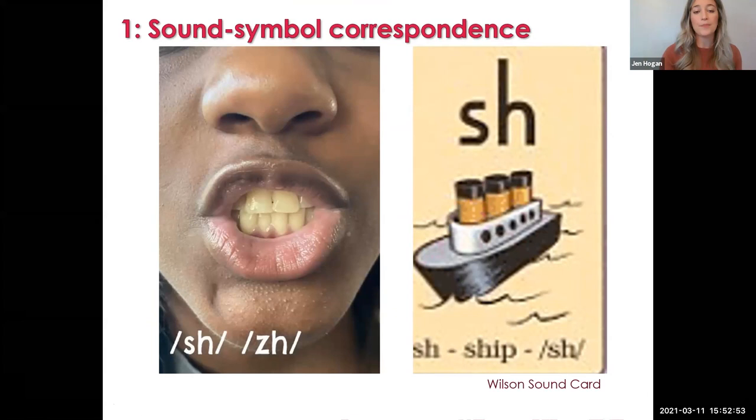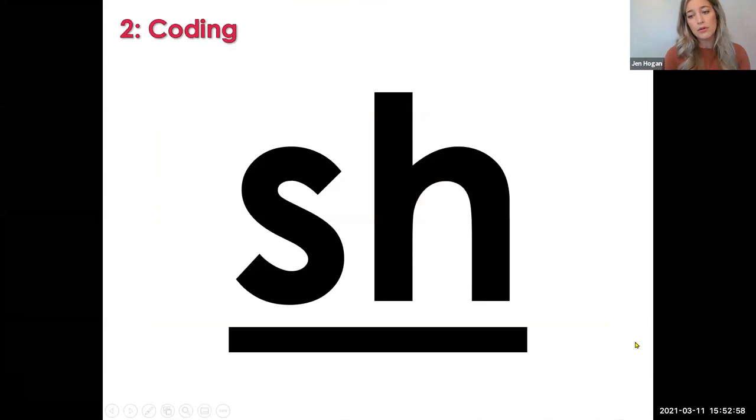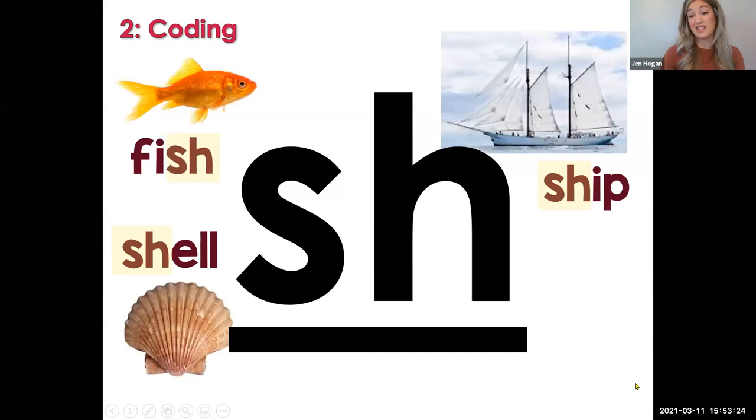And from there, we would move into some type of coding. If you are familiar at all with Wilson, this is like marking up. And I do this a little bit differently depending on the medium that I'm using. For this setting, I've just underlined SH because it's a digraph that makes one sound. You could also show them the word and highlight a target phonics pattern. You just want to be bringing their attention to where that phonics pattern is existing in words that they already know.